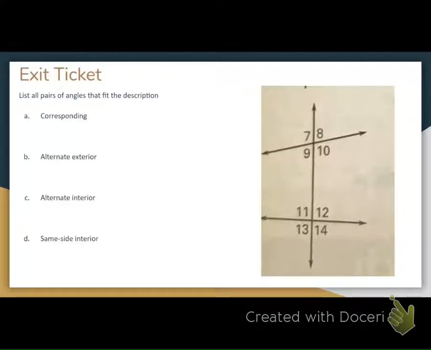So corresponding angles. Can you list one corresponding angle? 8 and 12. Okay, so those are both above and to the right. Do you want to tell me another one? 7 and 11. Now those are both above and to the left. Another one? 9 and 13. Yep. And then we have one more. 10 and 14.